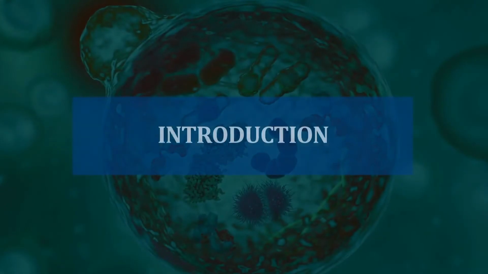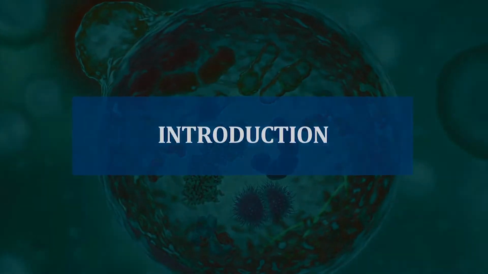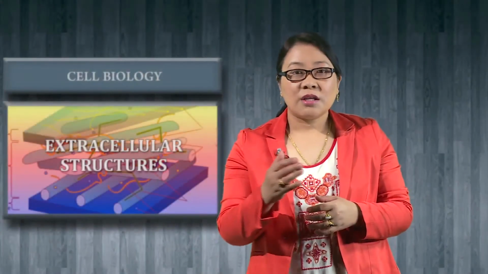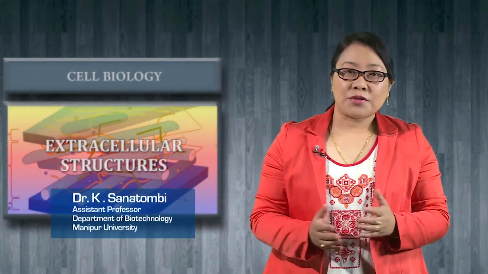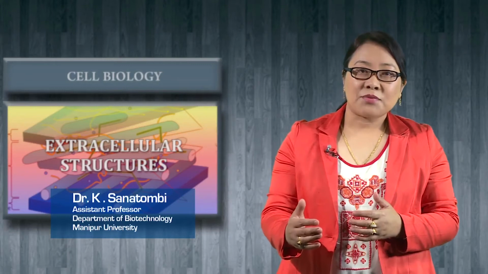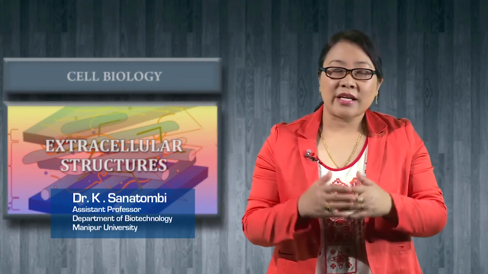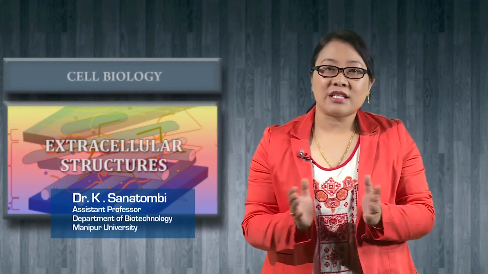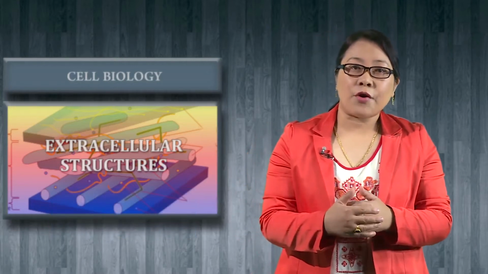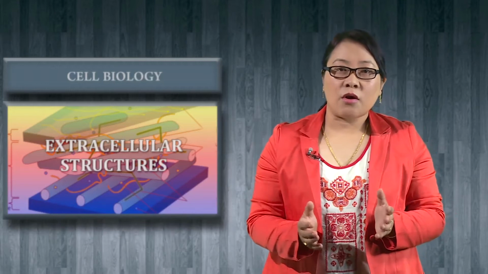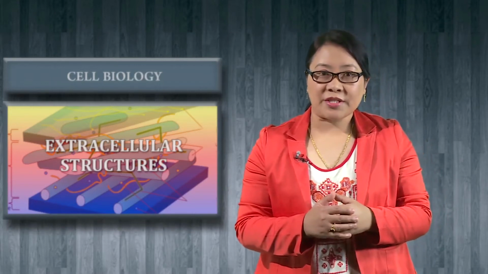Dear students, today we will learn about extracellular structures. Let us begin with the introduction. Although the plasma membranes serve as the main boundaries of cells, many types of cells are surrounded by an external layer of secreted macromolecules, which may exist in the form of cell walls or extracellular matrix.